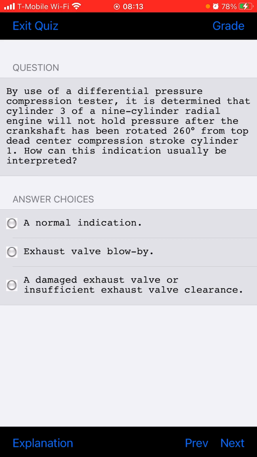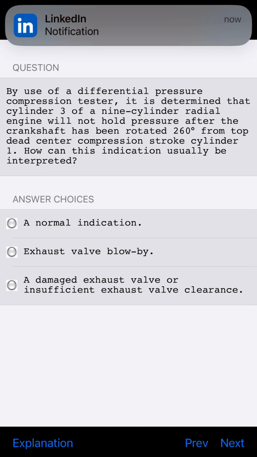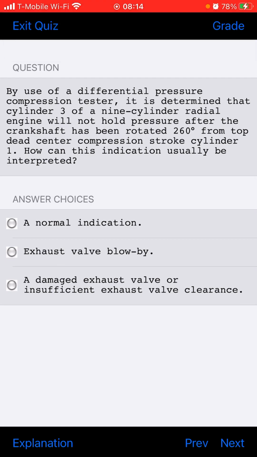Which of the following engine servicing operations generally requires engine pre-oiling prior to starting the engine? Engine oil and filter change, engine installation. Engine installation.